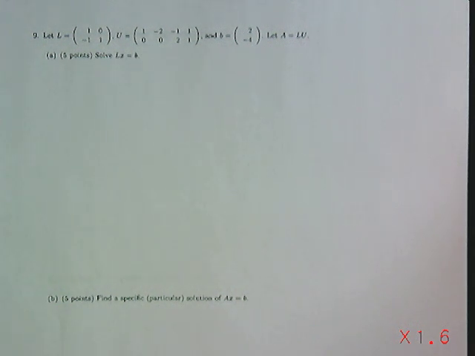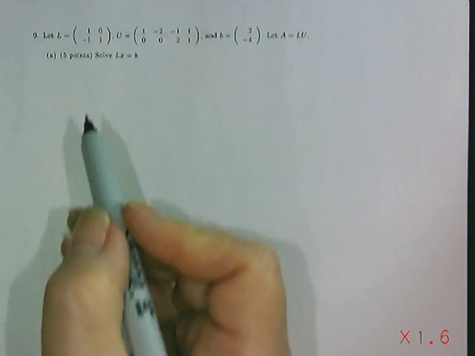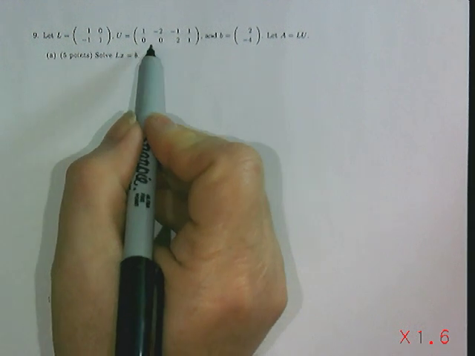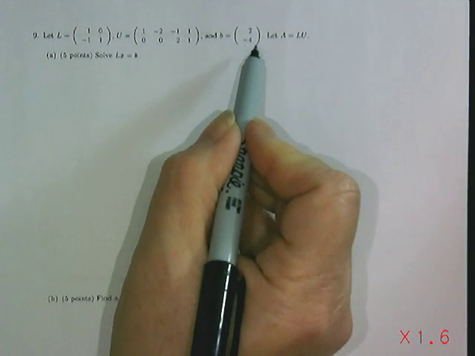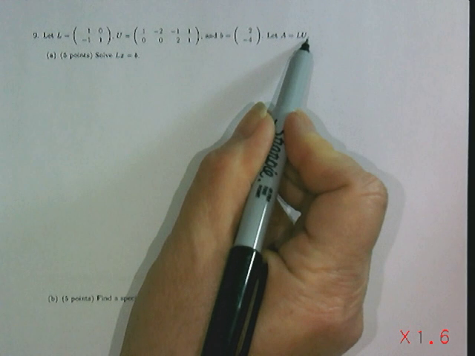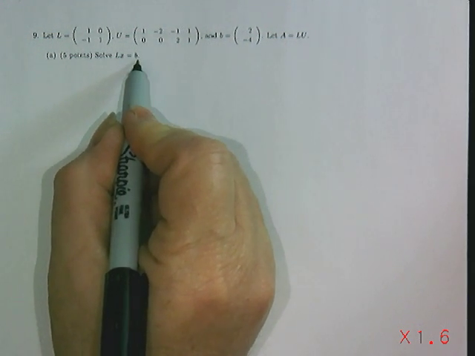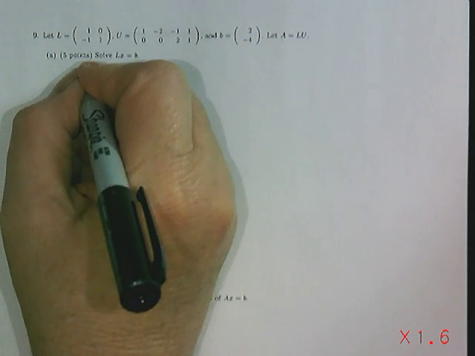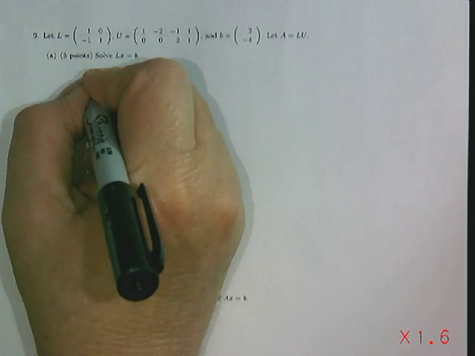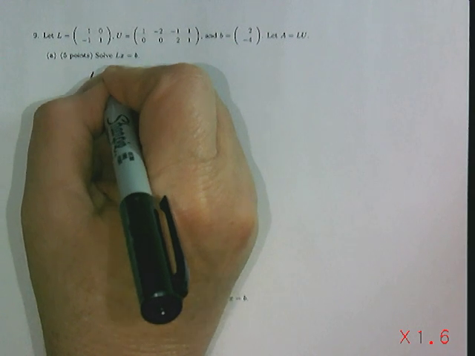Our last question. We have L, U, B, and A is equal to L times U. We want to solve for Lx is equal to B. Well, that shouldn't be too bad because we have a lower triangular matrix.